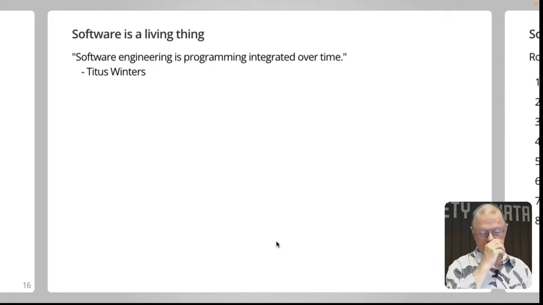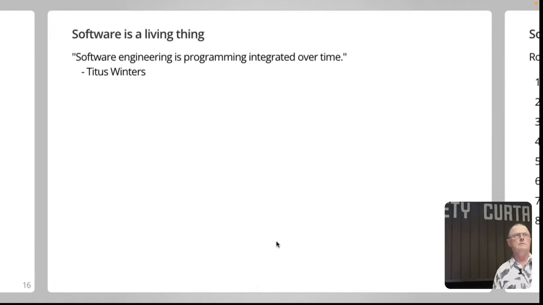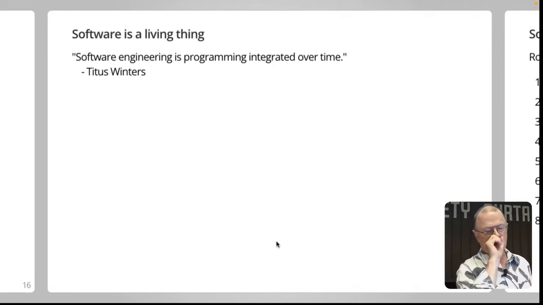And Titus Winters, who was a colleague of mine at Google, has this lovely quote. He says, software engineering is programming integrated over time. And I think that's a really good way to summarize it if you know calculus. But it's not perfect, and we'll come back to that, what's missing from this slogan.